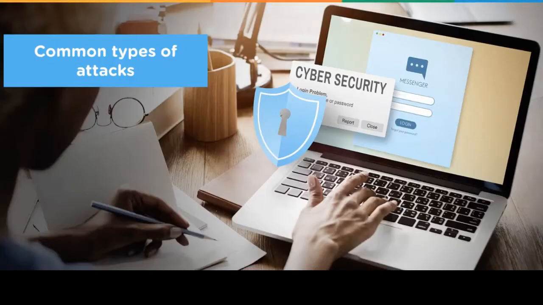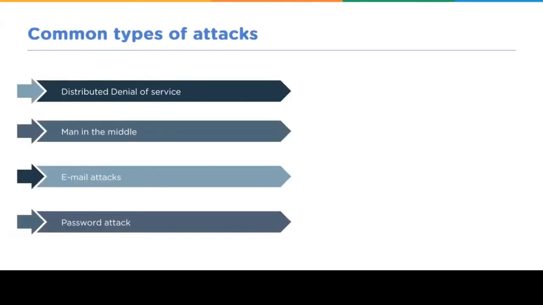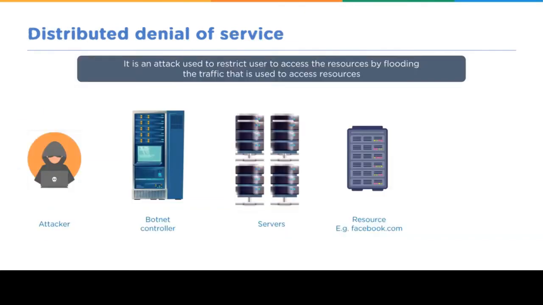In this section, we will discuss the common types of attacks, which consist of distributed denial of service, man-in-the-middle attack, email attacks, and password attacks. Distributed denial of service is a type of attack where multiple compromised systems, which are often infected with bots, are used to target a single system, causing a denial of service attack.